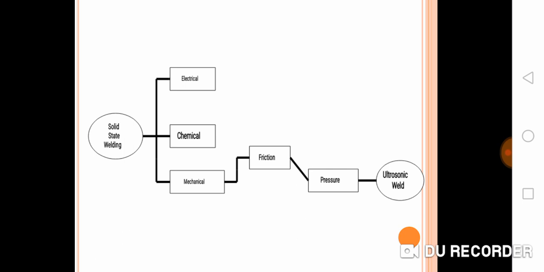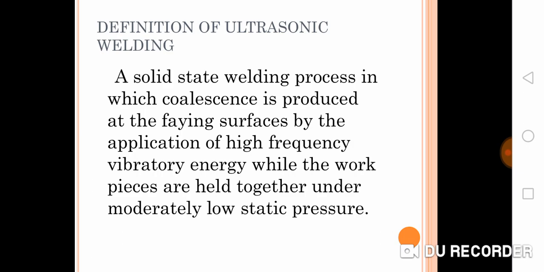Again, this is a solid state welding process. It can be categorized as a mechanical process because both friction and pressure are involved. So this is a solid state welding process where the joint is achieved by the combination of friction and pressure. In the further slides we will see how this is carried out.